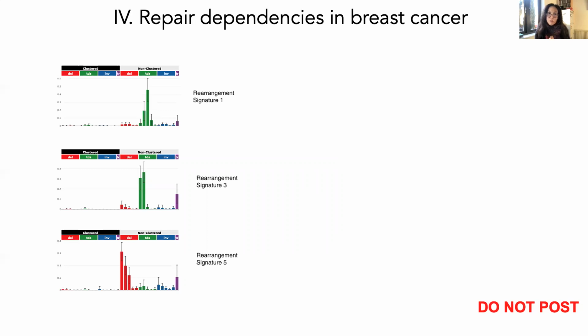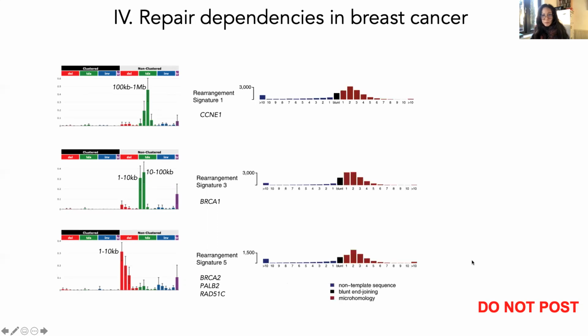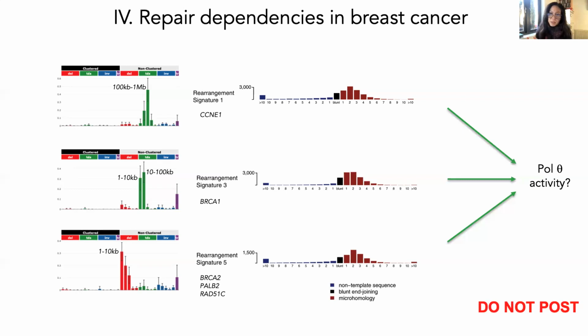And to show you an example, here are signatures of structural variation, rearrangement signatures 1, 3, and 5. These are characterized by long tandem duplications, short tandem duplications, and short deletions, respectively. Each is associated with different genetic abnormalities, but all have microhomologous sequences at the rearrangement breakpoint junctions that are characteristic of Pol theta mediated end joining activity. So these are diverse signatures with different causes, yet all may be dependent on Pol theta activity and could be used as biomarkers for Pol theta inhibitors going forward.